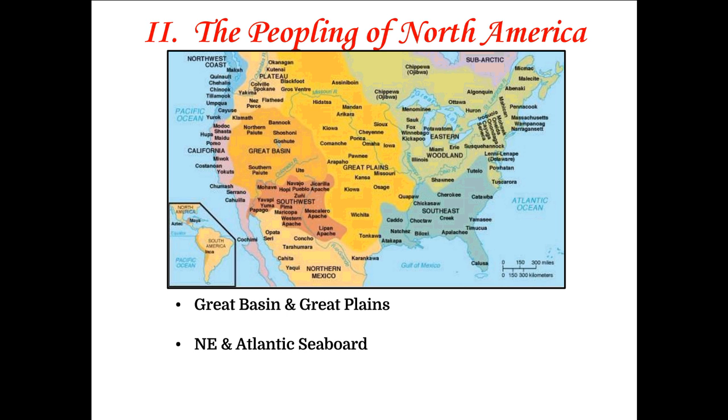In the Great Basin and the Great Plains area of the United States, Native Americans there are going to live quite differently. They don't have the natural resources for agriculture, so we're going to see more mobile societies in this area.